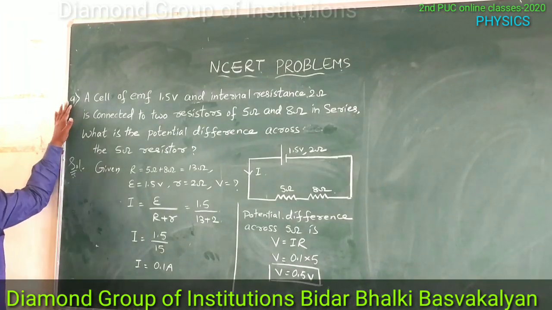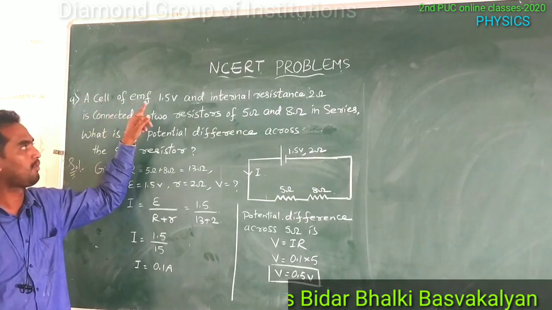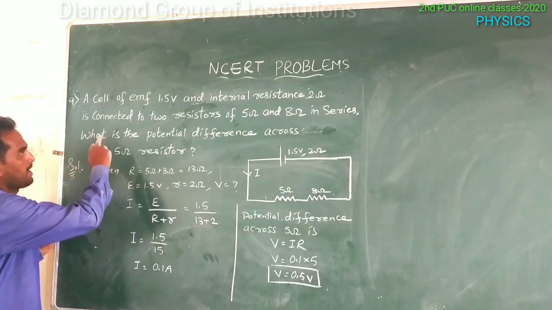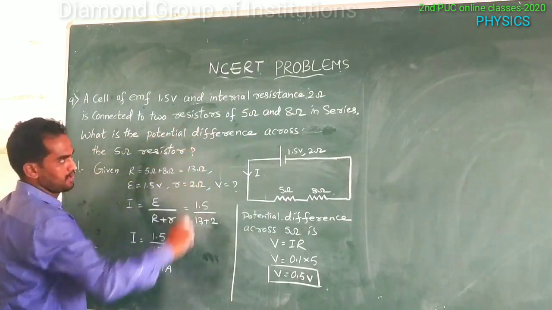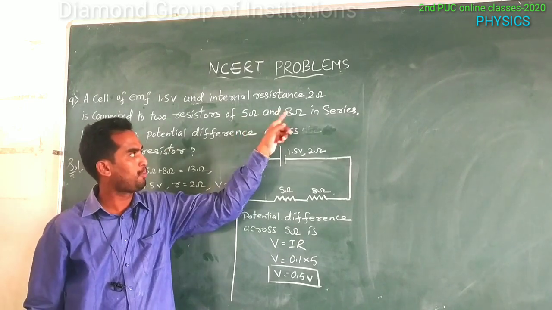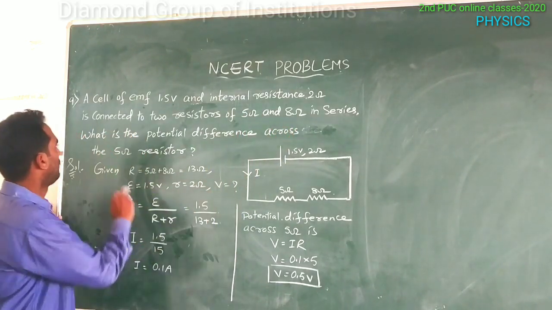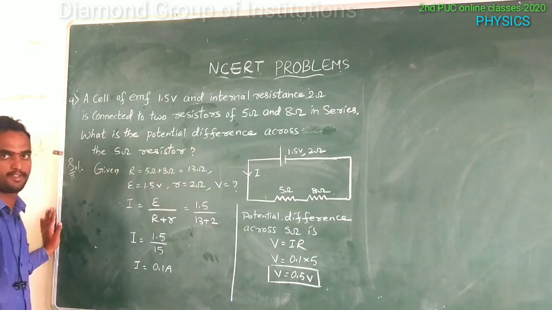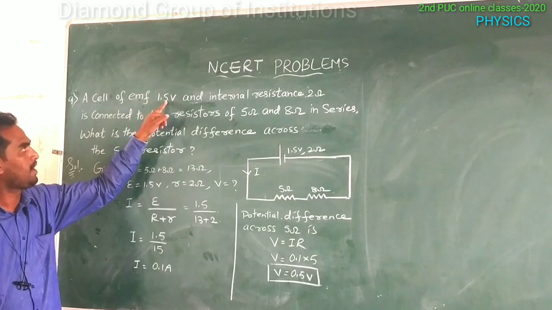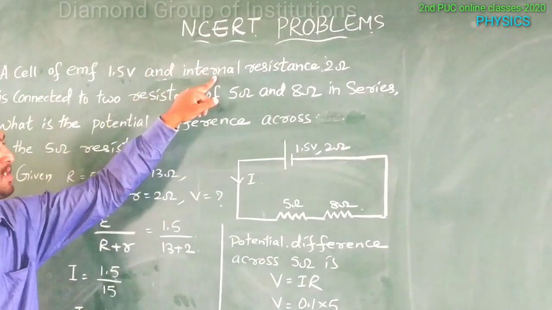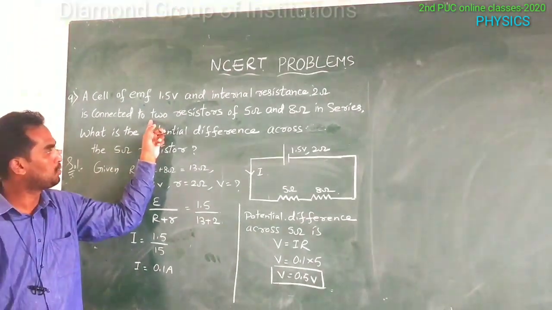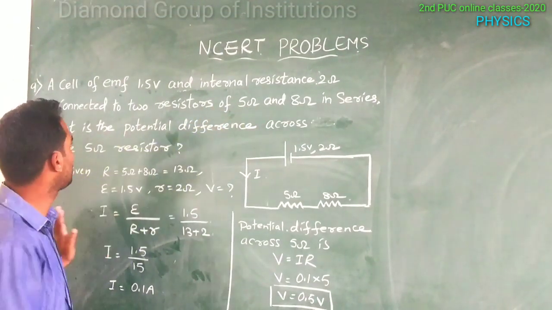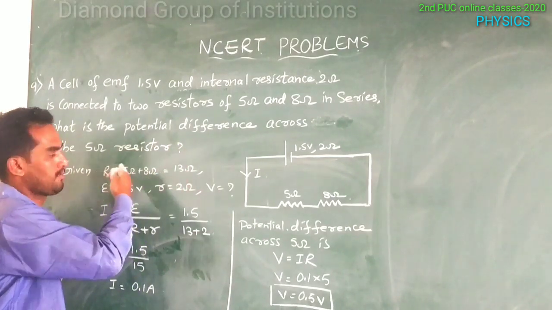Problem number 9. A cell of EMF 1.5 volt and internal resistance 2 ohm is connected to two resistors. What are the two resistor values? 5 ohm and 8 ohm in series. What is the potential difference across the 5 ohm resistor? See once again. EMF value is 1.5 volt, internal resistance 2 ohm, connected to two resistors, 5 ohm and 8 ohm, connected in series. What is the potential difference across the 5 ohm resistor?